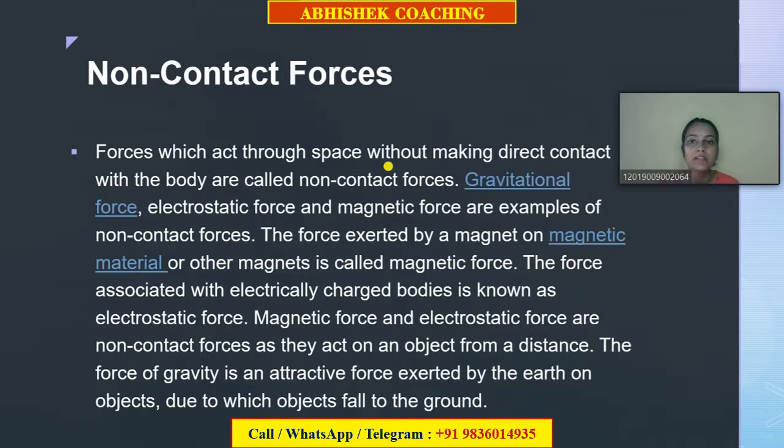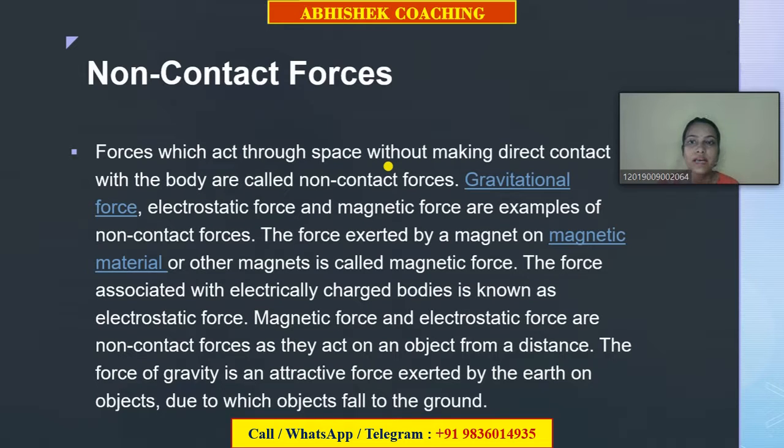The force exerted by a magnet on magnetic materials is called magnetic force. So when we bring an iron object in front of a magnet, it gets attracted, and this phenomenon is due to the magnetic force.